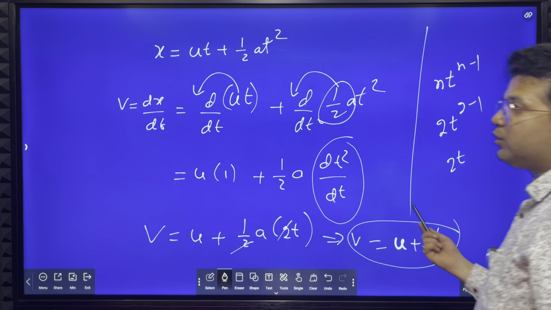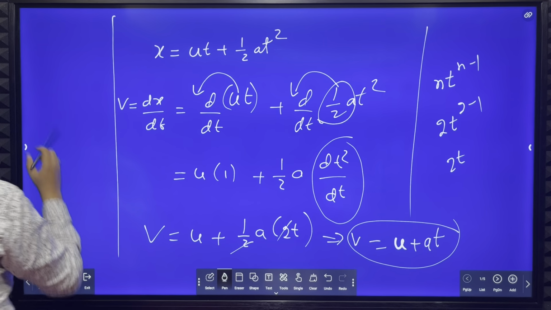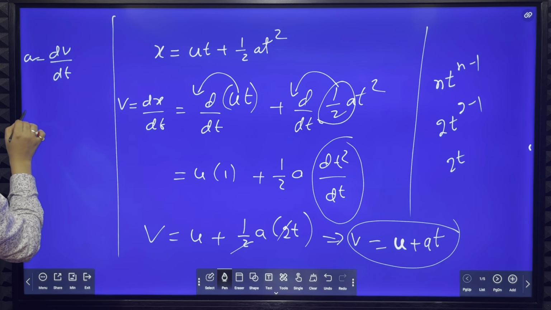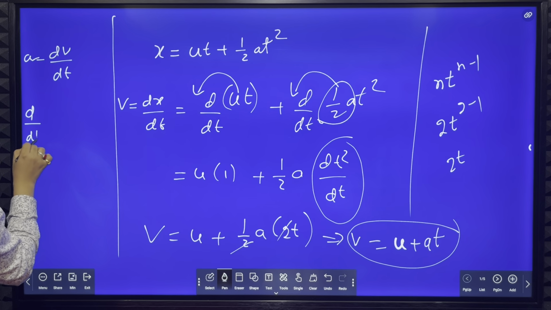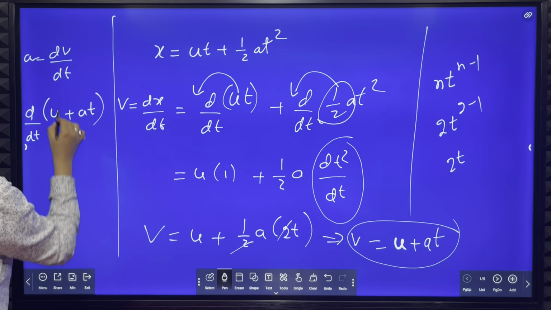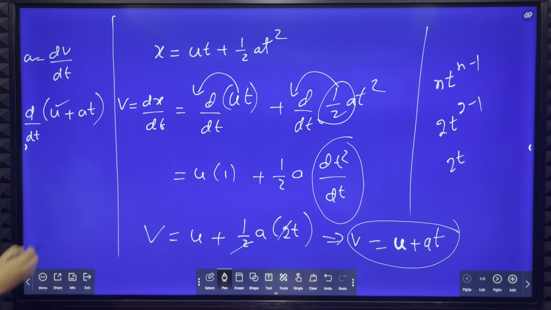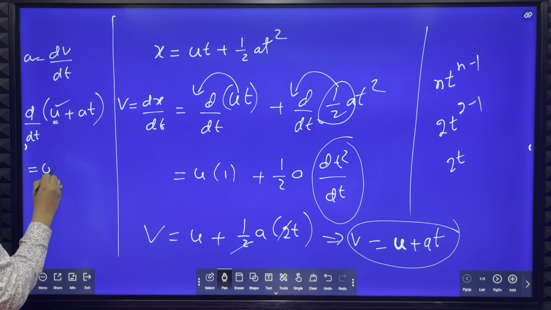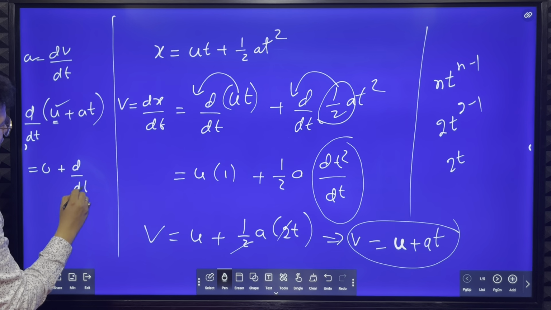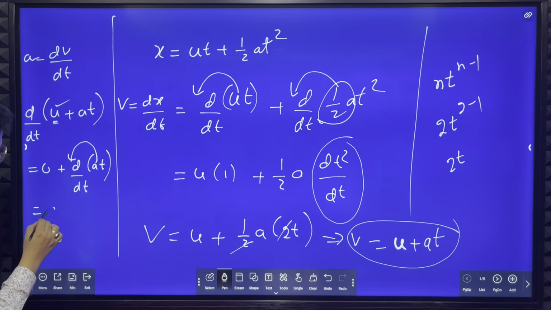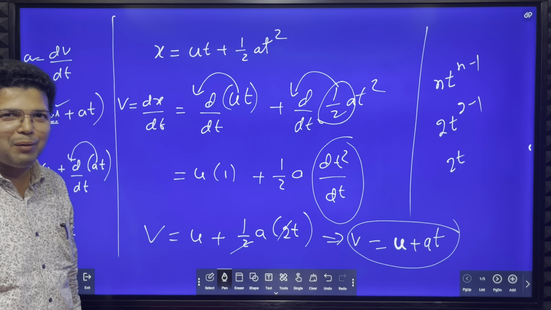Now you differentiate this once again. We know a equal to dv by dt. So d by dt of what is v? v means u plus at. u means initial velocity, that is constant. What is differentiation of u? Differentiation of a constant is equal to 0, plus differentiation of at. a is a constant, outside. a into dt by dt. What is dt by dt? dt by dt is 1. What happened? Acceleration is a.